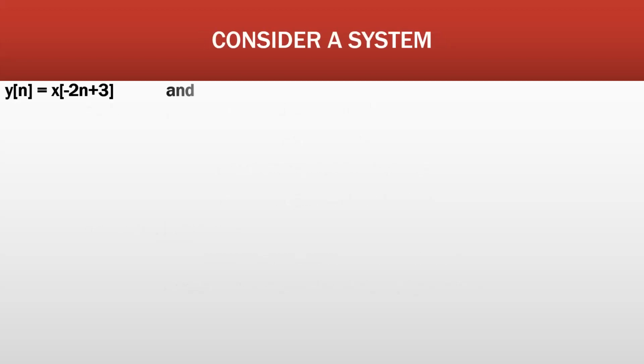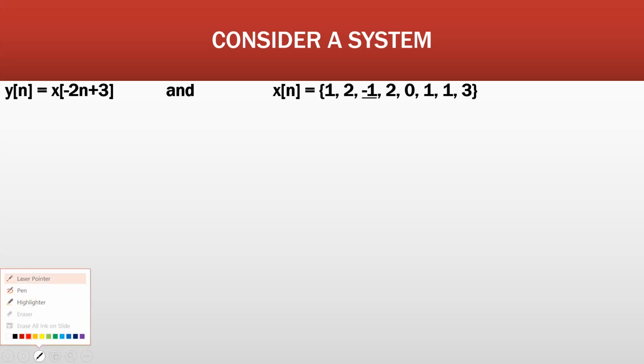Now, let's consider a system. This is given a system that is y of n equals x of minus 2 plus n, and the input values, that is x of n equals 1, 2, minus 1, 2, 0, 1, 1 and 3. This underline indicates the zero index, means at 0 its value is minus 1.